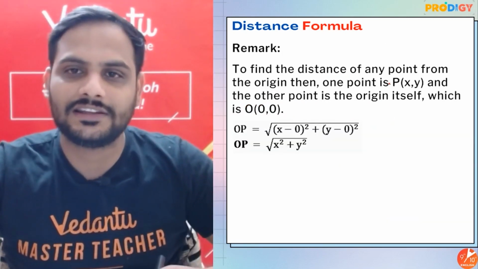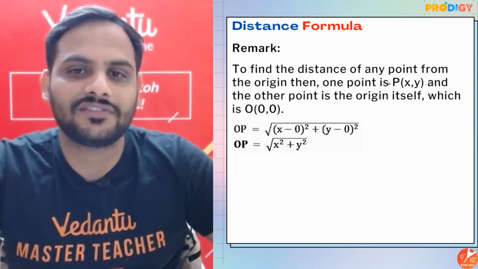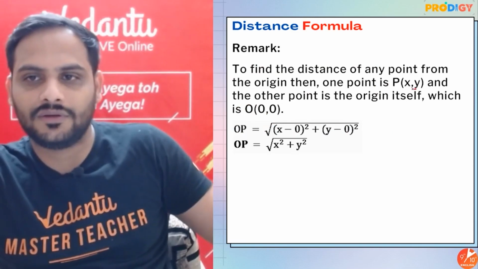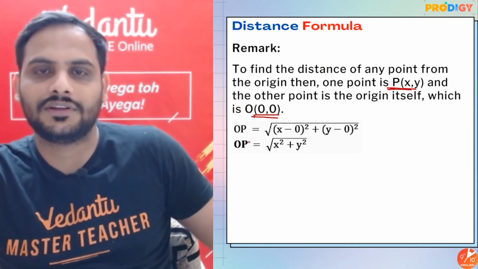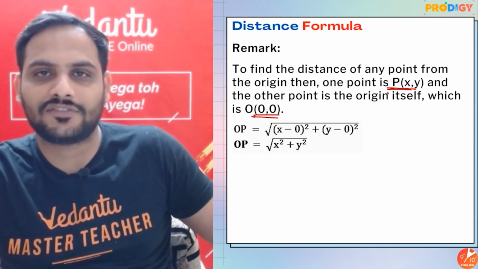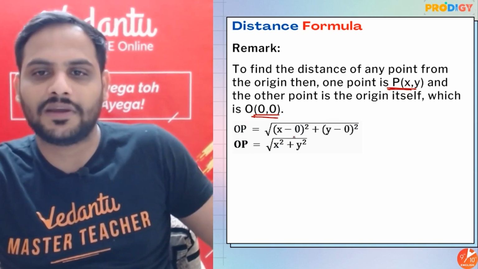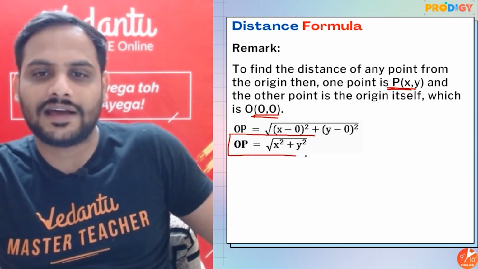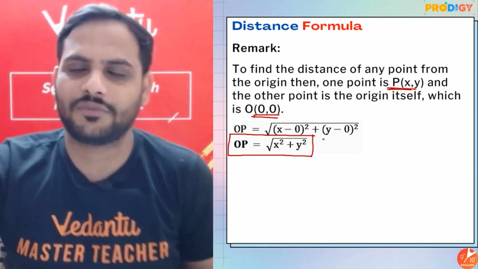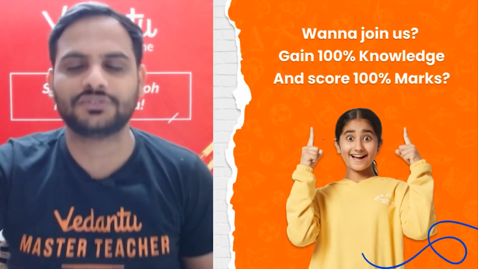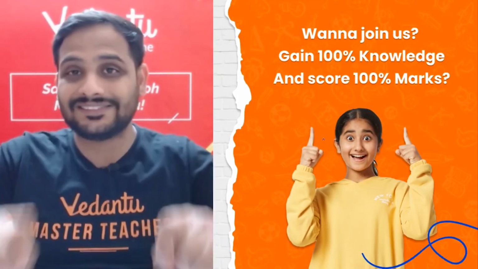Okay. Now suppose you have to find the distance of a point P from the origin. Instead of x2 minus x1, I'll do x minus 0 whole square plus y minus 0 whole square. So from the origin we can directly say the distance is square root of x square plus y square. Now moving ahead, we'll be solving some very important questions.